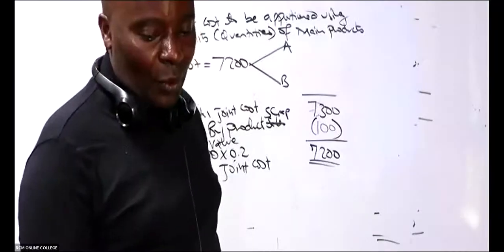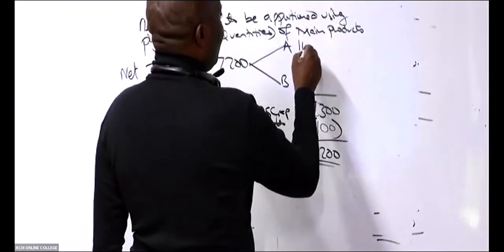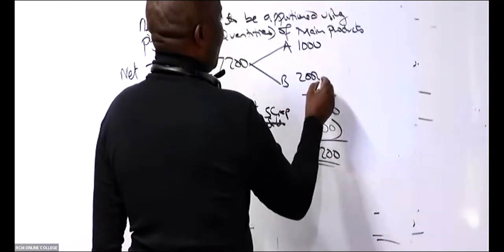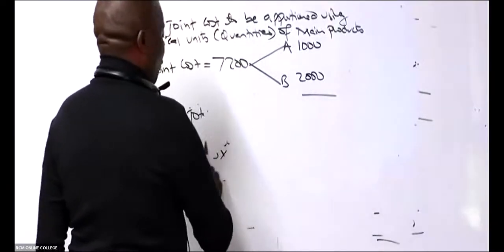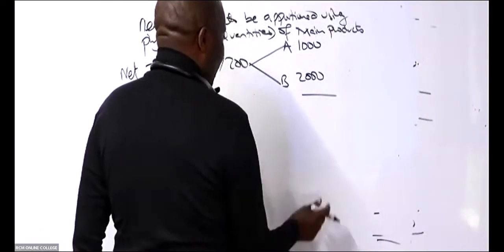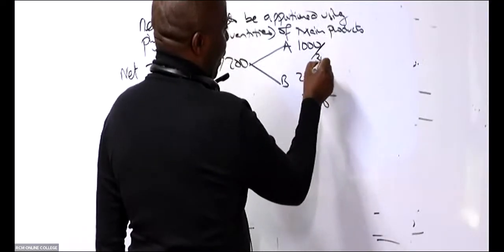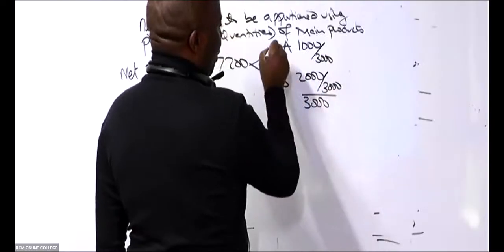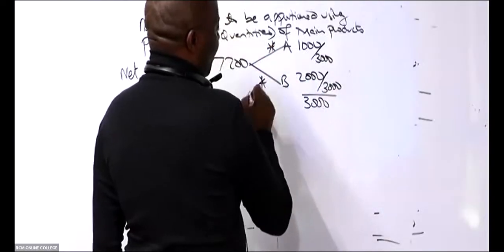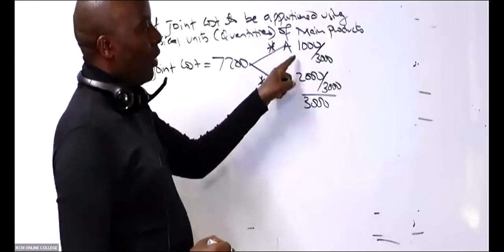So this is 1,000 and this is 2,000. If you add the two, you will get 3,000. So proportion wise, this will be 1,000 over 3,000 and 2,000 over 3,000. Now you can do your multiplications. So you take 7,200 times 1 over 3.